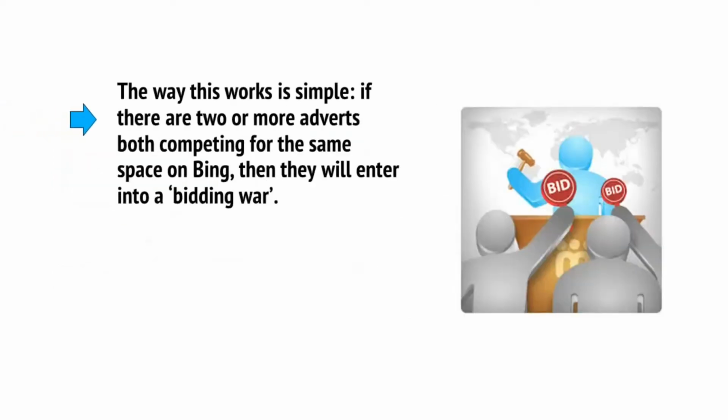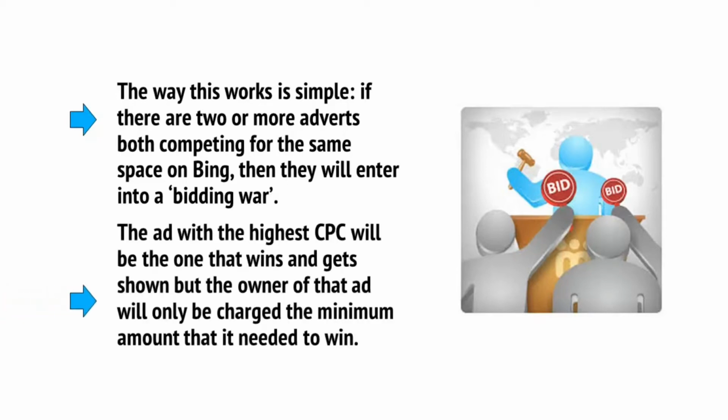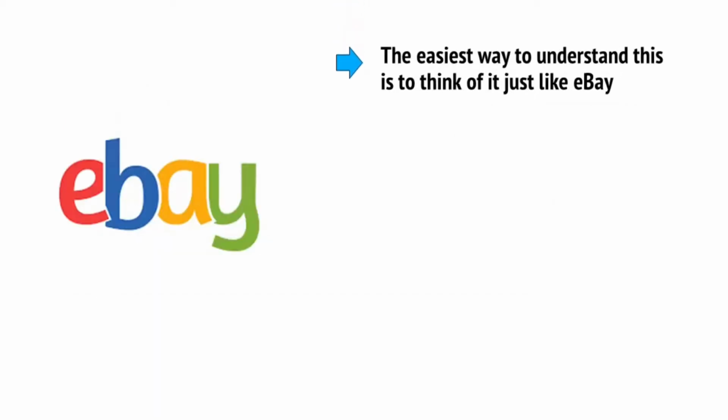Now, the way this works is quite simple. If there are two or more adverts both competing for the same space on Bing, then they will enter into a bidding war. The ad with the highest CPC will be the one that wins and gets shown, but the owner of that ad will only be charged the minimum amount that it needed to win. The easiest way to understand this is to just think of it a bit like eBay.